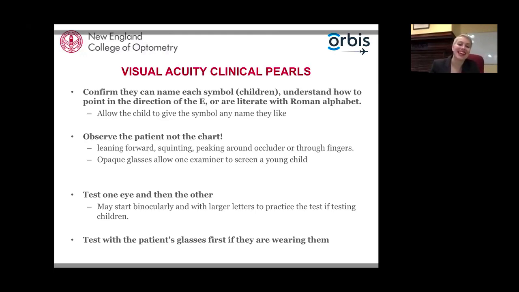So keep building their confidence. Whatever they name the symbol, that's fine, as long as it's consistent. You want to observe the patient and not the chart. And we find our students do this a lot.